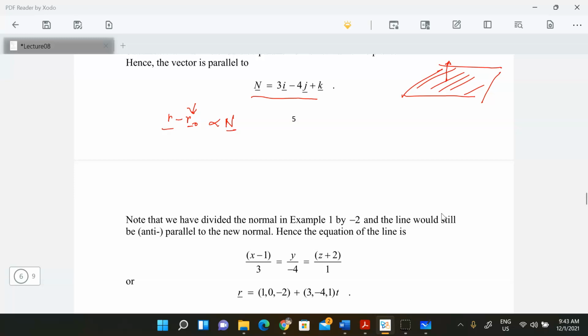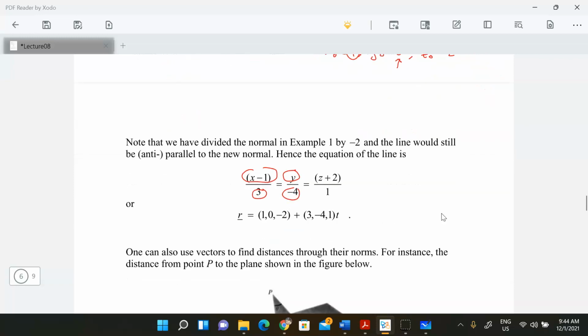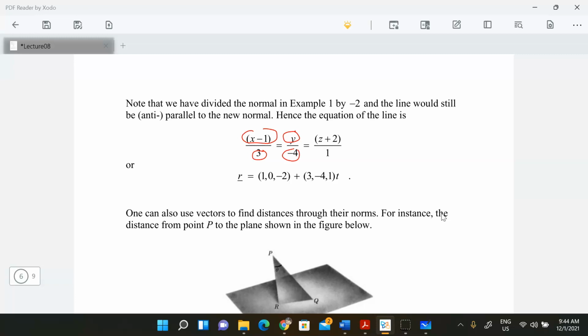So I will have x naught 1, y naught 0, z naught 2, and I use this ratio with respect to that. So I get x minus 1 over 3 must equal y minus y naught, which is y divided by minus 4, and so on and so forth. So that is quite a simple problem for this case, because you are given the direction of the line to be pointing towards the normal.